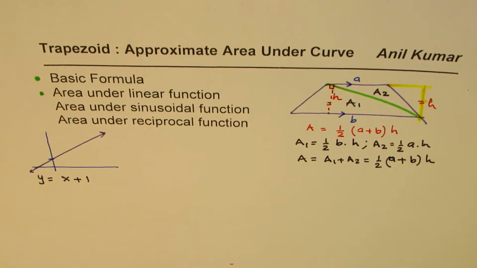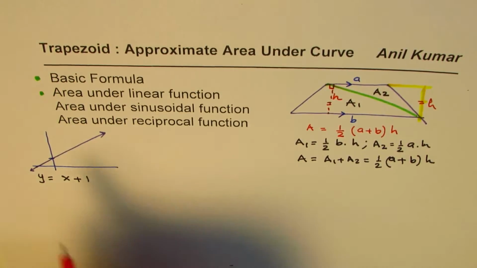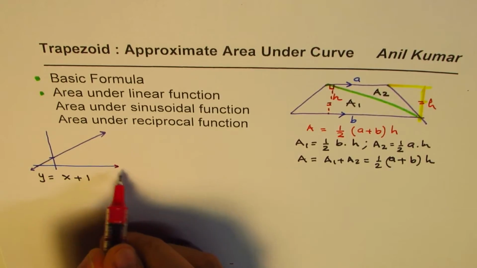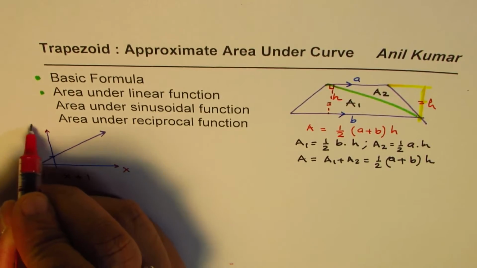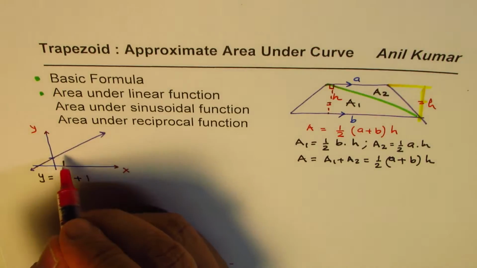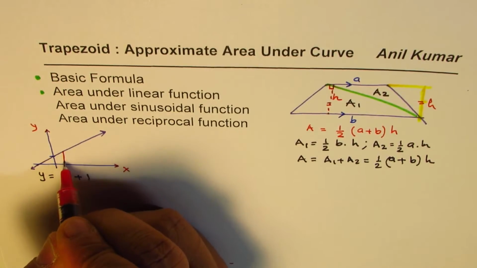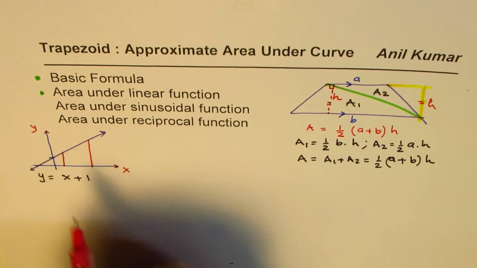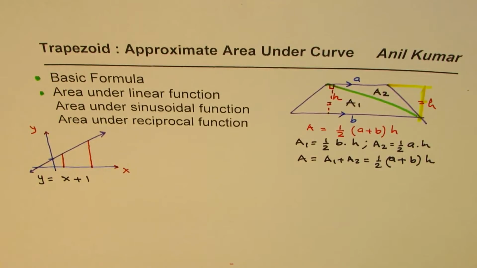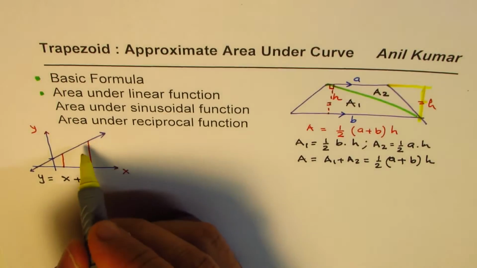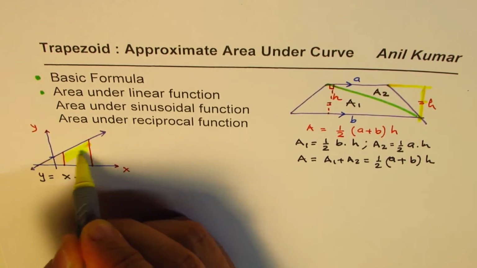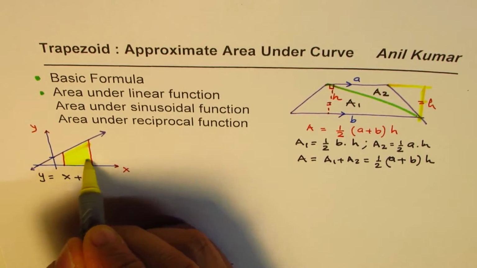Okay. Now, what I'm interested in finding is the area between the straight line and the x-axis. This is my x-axis, and that's the y-axis. Let us say this is 1, and let's say this point. What I'm interested in finding is the area between the x-axis and this line, all of this area. That's the area I'm interested in finding.